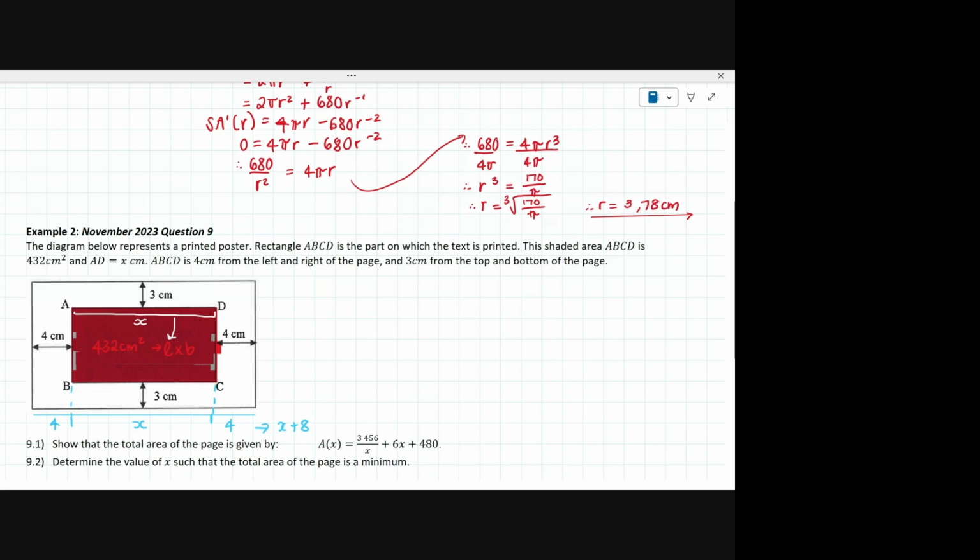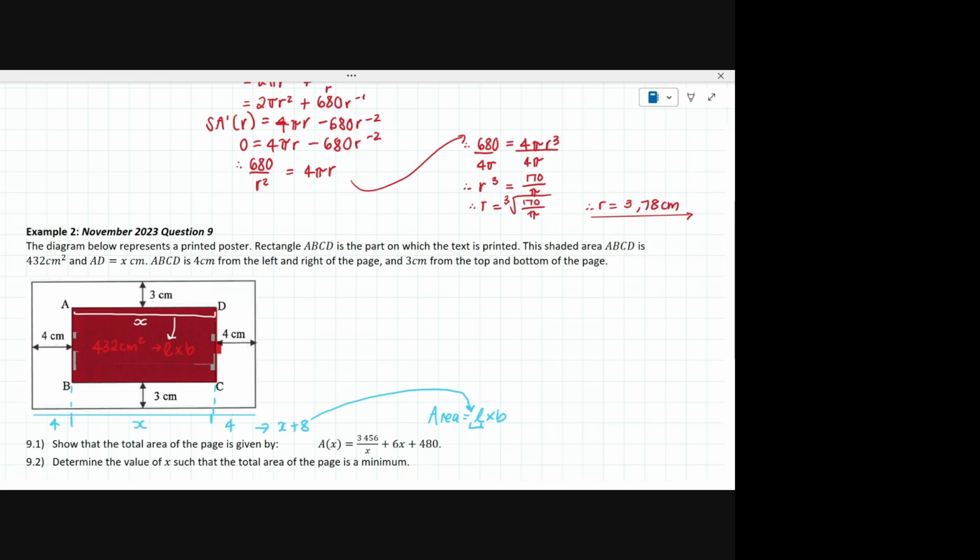Right, so we've already got a fair amount of information from just looking at the diagram. So the first question says, show that the total area of the page is given by that expression. Remember I say to you, whenever you get show that or prove that questions, pretend that you haven't been given that and just go and work out the area of the page. Now, area of the page is a rectangle. We know the length. We have just determined that that length would be X plus 8. However, we need to figure out the breadth.